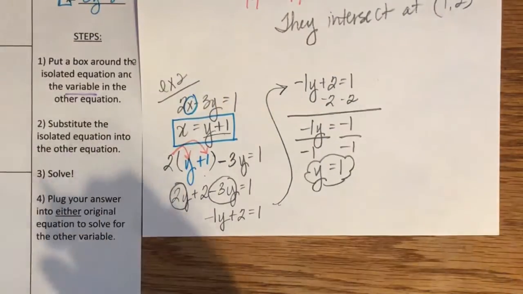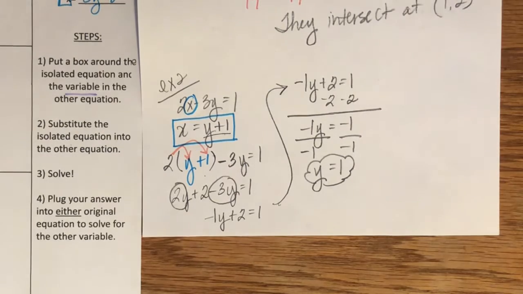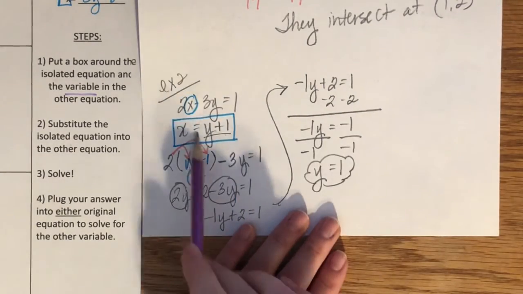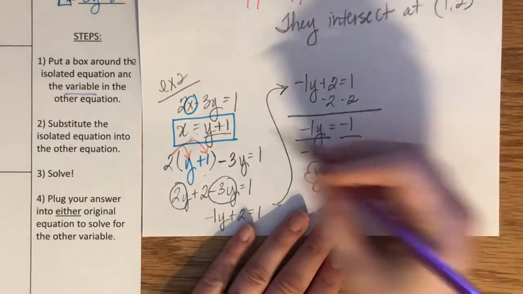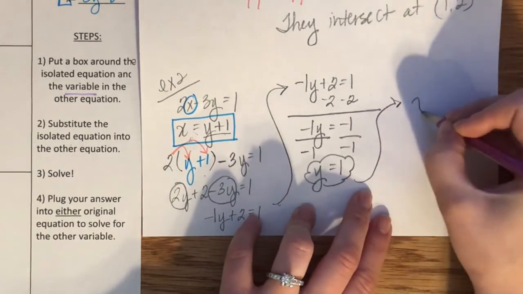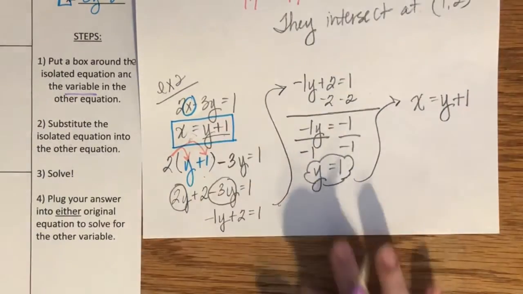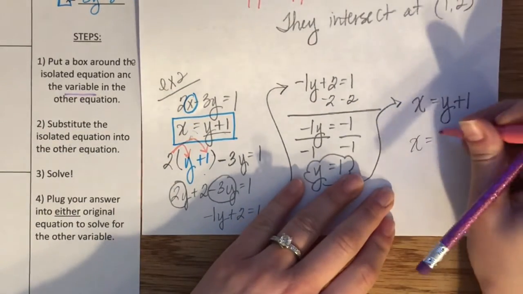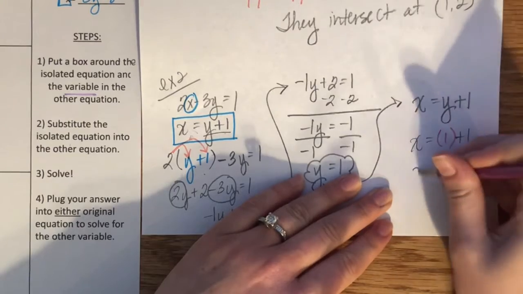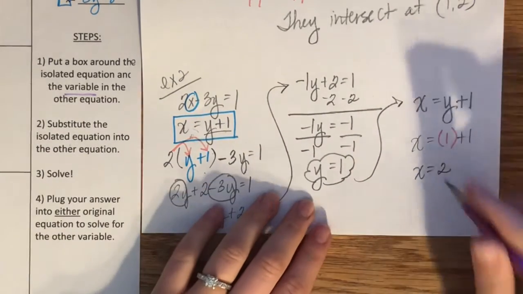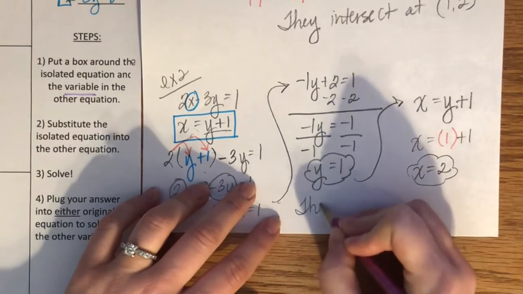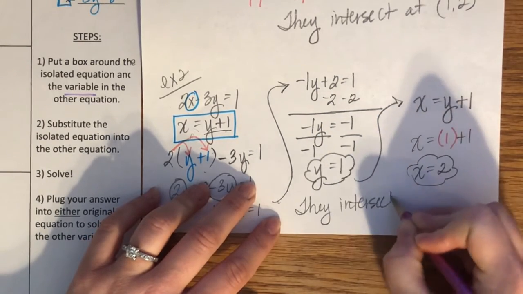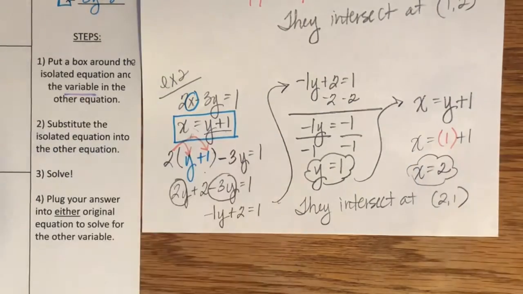Now it's easy to stop here and just say, oh, I'm done, I have an answer. But remember, just like I said last time, we want to remind ourselves we're looking for where they intersect, which is an x and a y. So I have y. My advice, always plug it back into the isolated equation. So I'm going to plug my y in. It's going to be x equals y plus 1. But y is 1. So x equals 1 plus 1. So x equals 2. And then again, we always remind ourselves what that means is they intersect at 2, 1.